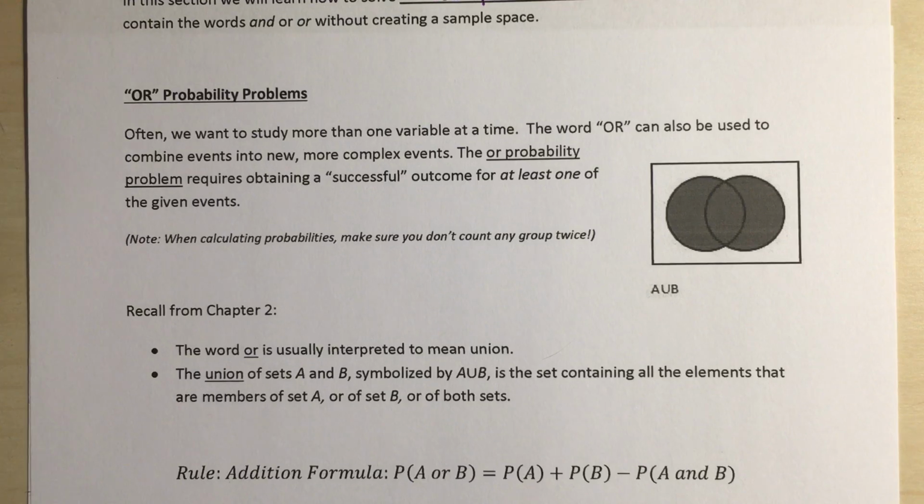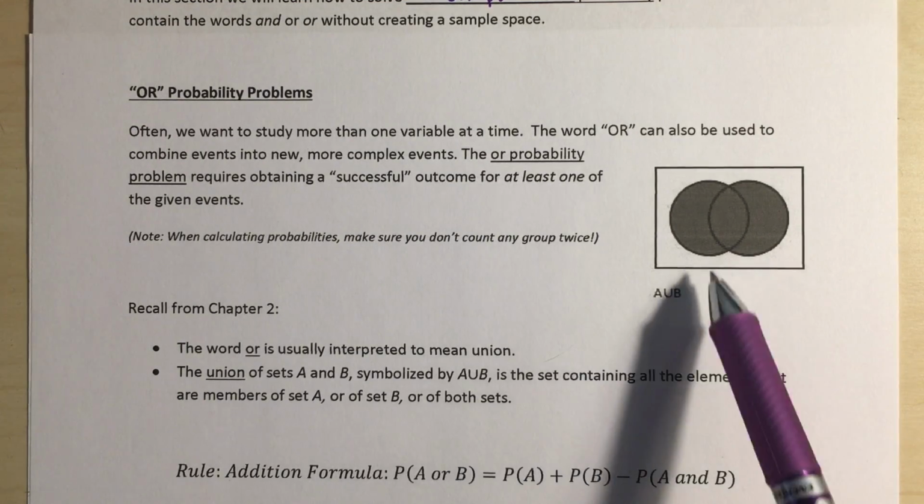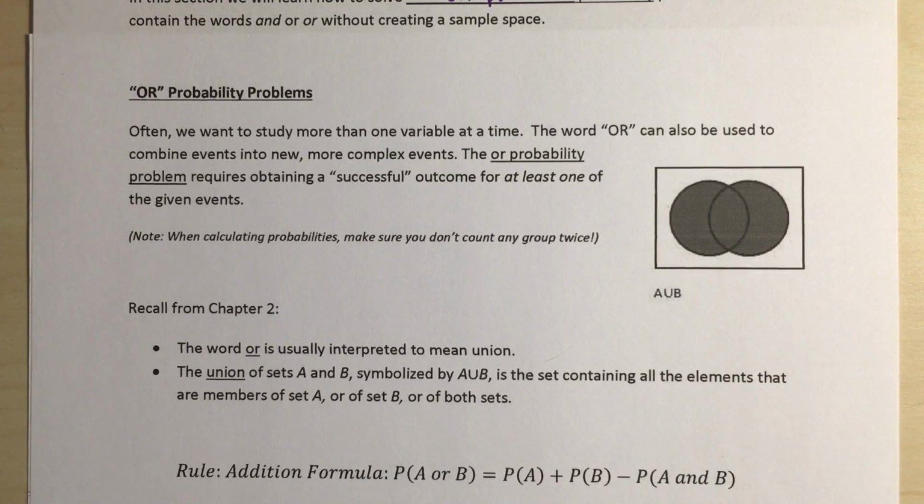Thinking back to last chapter, when we were talking about sets, the word "or" was usually interpreted to mean union. And our union of sets is a set containing all elements that are members of set A or set B or both sets. So we're going to talk a little bit about this addition formula. We include the subtraction, kind of like when we were setting up our Venn diagrams, to make sure that we don't accidentally count the people in the middle twice.